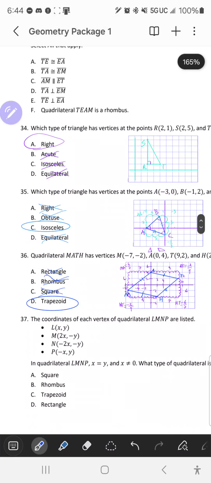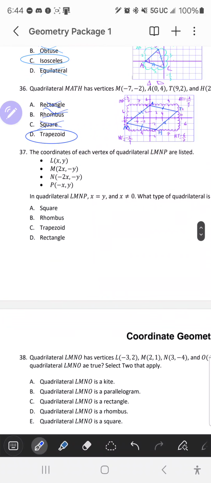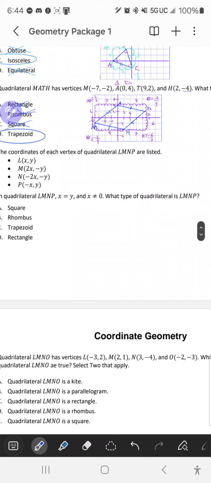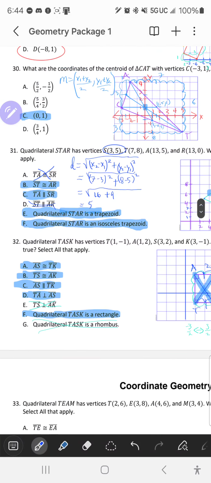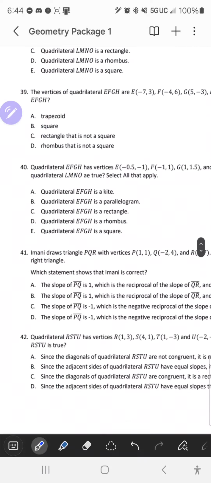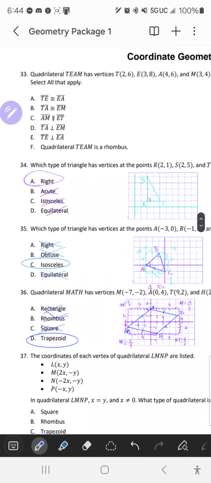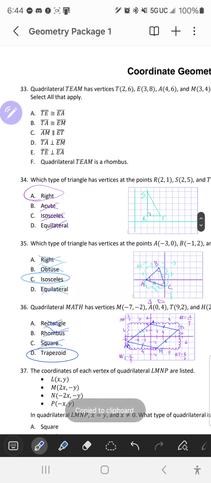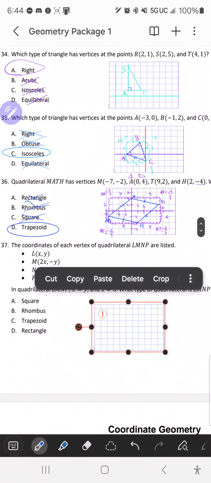Now I'm going to do the last one, which is 37. I'll continue next week. I hope we can cover more information. This is just too long. But let's continue. I put it here.